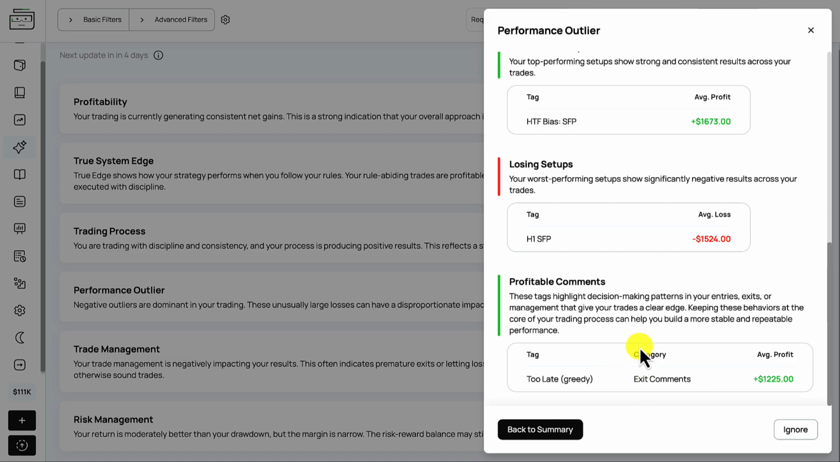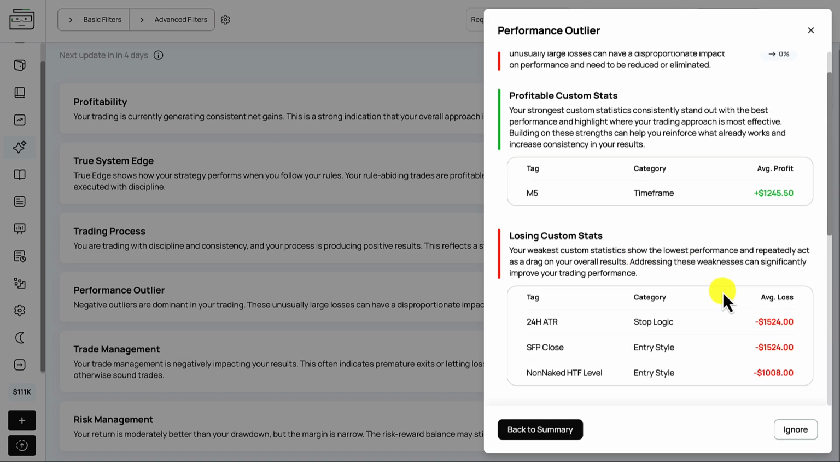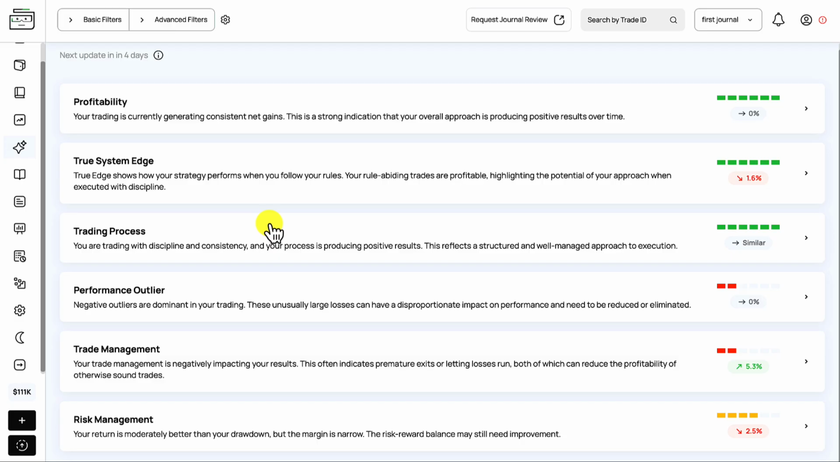And then also here we have further comments. So this gives you a very quick idea of where your struggles are, where your strengths are, to just give you an idea of where you are in your trading. We can also look at the other ones.